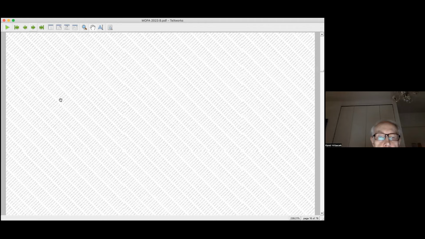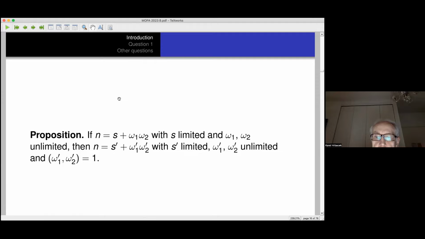Now, a result of general nature that I will not prove, but it's fairly typical of their work, is that if you can write n in this form in some way, then you can always do it in this form with mutually prime factors, omega 1 prime and omega 2 prime. So I won't give the proof, but it involves a number of cases.